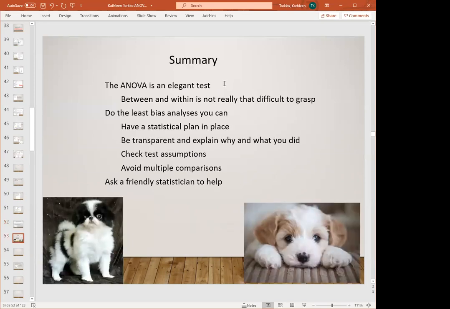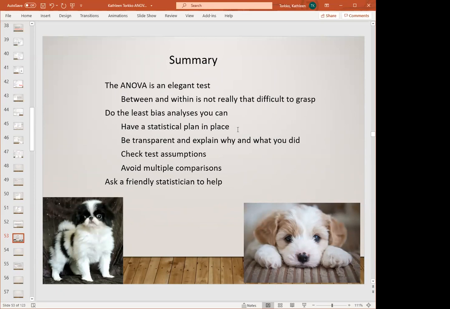So in summary, and I'll do this quickly, the ANOVA is an elegant test, and between and within is not really that difficult to grasp. It's up to you when you do an analysis to do the least biased analysis that you can. Have a statistical plan in place to decide what you're going to do when you're faced with data that are not normally distributed, or have unequal variances. What do you do next? Be transparent about what you've done, and explain what you did and why you did it.